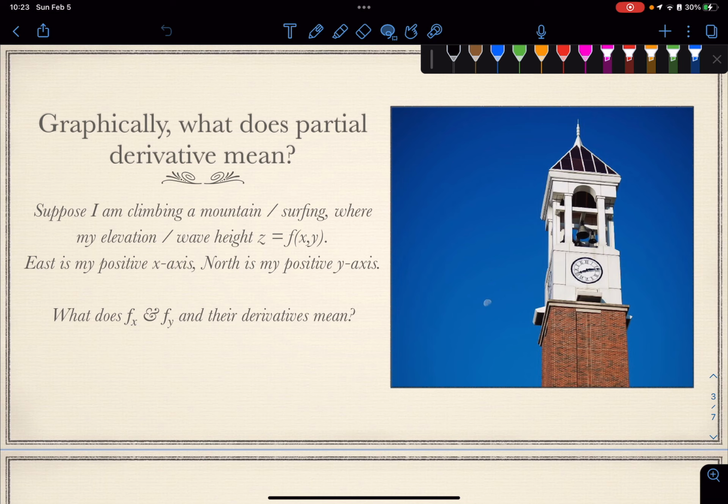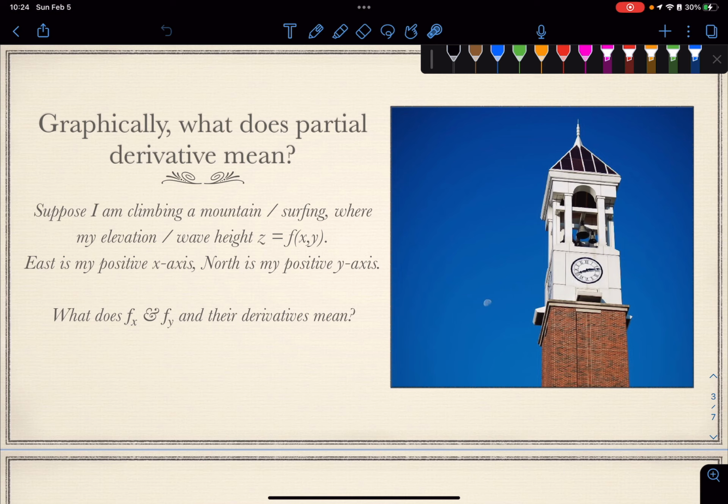And to start with, I would like to discuss the graphical meaning of the partial derivatives. So for example, I am climbing a mountain, or surfing, where my elevation is the height, which is z as a function of x and y. East is the positive x-axis, and north is my positive y-axis. So what do fx and fy and their derivatives mean?